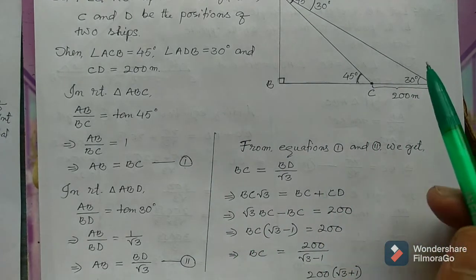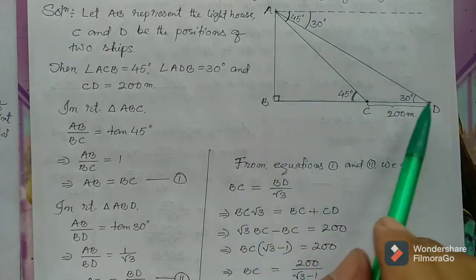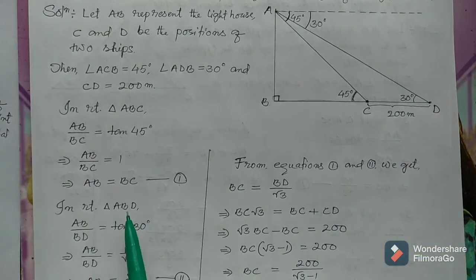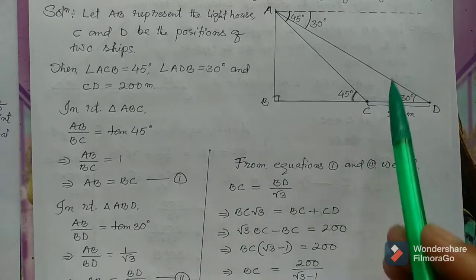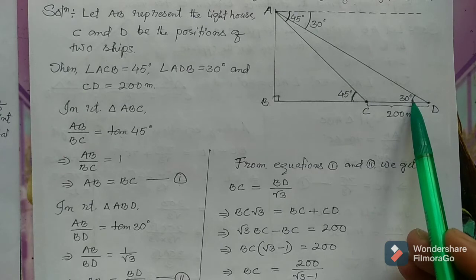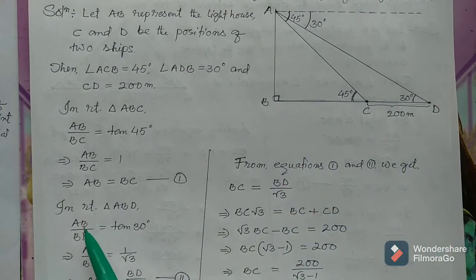Then now let's consider the second right triangle. The second right triangle is A, B and D, ABD. So again we consider this right triangle ABD. Here too we express in terms of tan. AB is opposite for which angle? For angle 30 degree, and then BD is adjacent. So we write AB by BD, which is equal to tan of 30 degree.